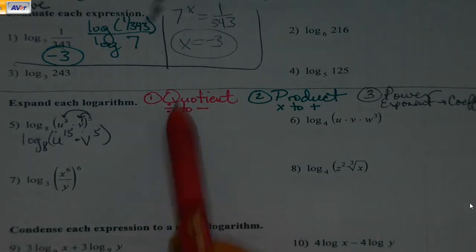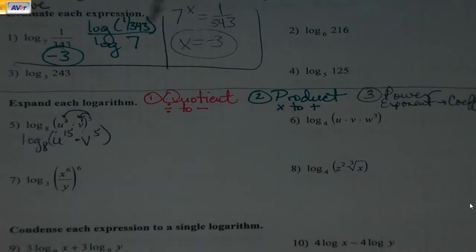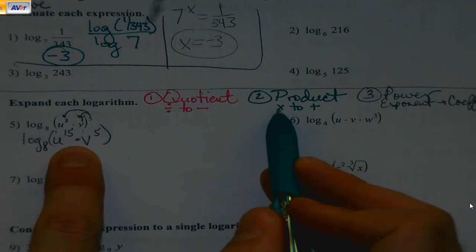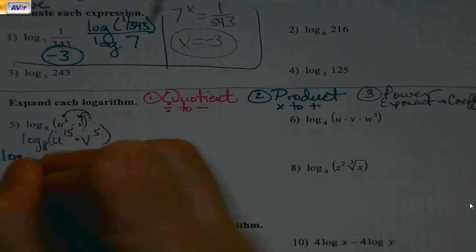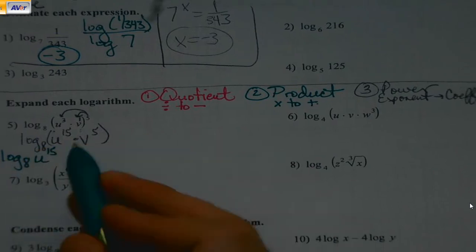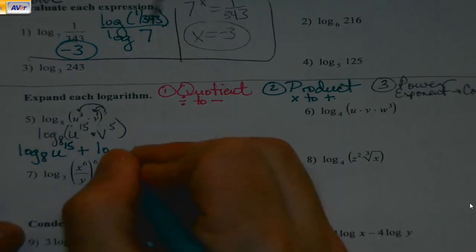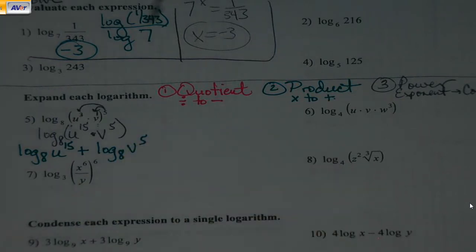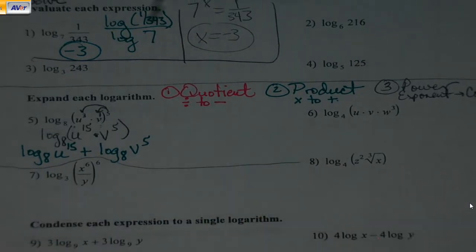So now I can actually start doing my rules. So I look first and I say, okay, do I see any division? Do I see any fraction bars? No. Okay, so I don't have that one this time. Then I switch to product. Do I see multiply? Ooh, I do. So multiply turns into add. So here's what that's going to look like. I'm going to have log 8u to the 15. Where I see the multiplication dot is where my plus is going to go. And then I have to rewrite log base 8 again, because otherwise I'm changing the value of my answer.